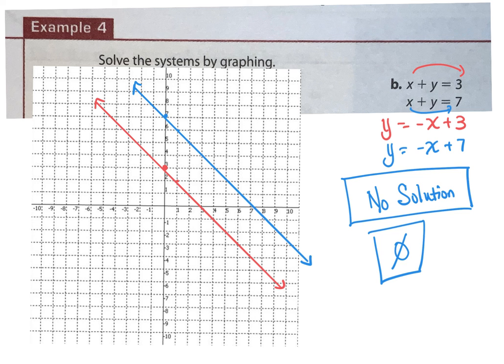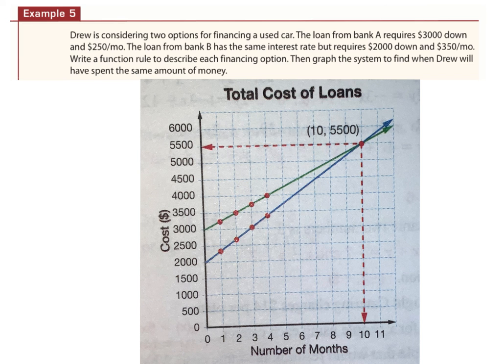All right? Drew is considering two options for financing a used car. The loan from Bank A requires $3,000 down and $250 a month. The loan from Bank B has the same interest rate, but requires $2,000 down and $350 a month. All right? Write a function to describe the options, then graph.